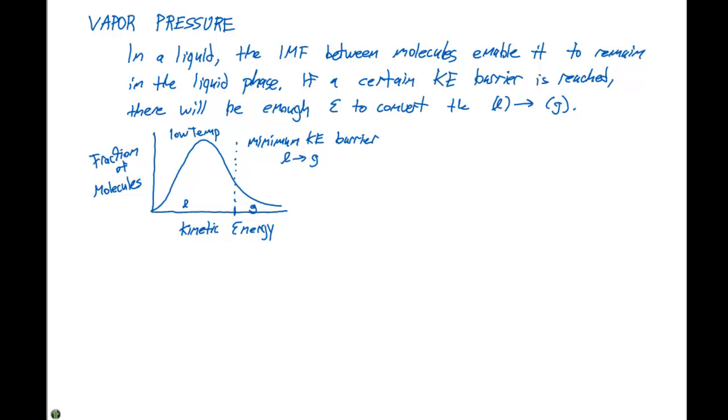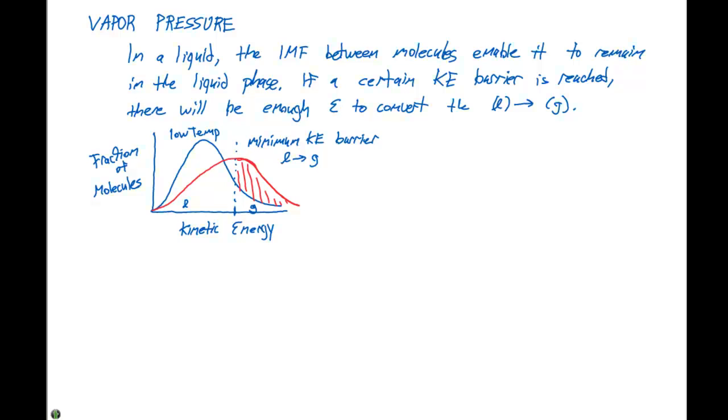Now when we heat this, our curve is going to shift a little bit. So let's take a look here. If we heat this, here's our higher temperature curve that's going to look something like this. So over here on the right hand side of this dotted line is our minimum kinetic energy barrier for the molecules that go from a liquid to a gas. So over here on this end of the curve, we can see that there's a much greater percentage of these molecules that are in the gaseous state.